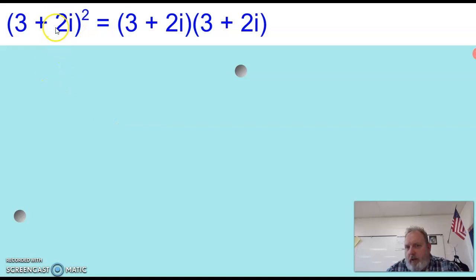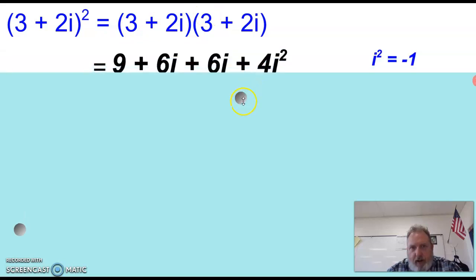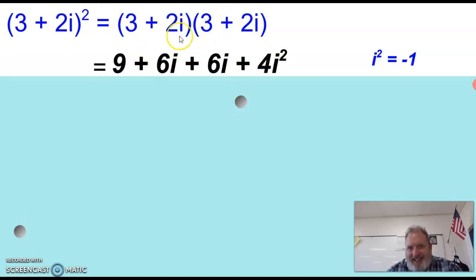You can FOIL these as well. So here you see 3 plus 2i squared, which is really 3 plus 2i times 3 plus 2i. You all know how to FOIL, but we'll go through it. So first term, 3 times 3 for 9. Outside terms for 6i. Inside terms for 6i. And when we do 2i times 2i, we get 4i squared.